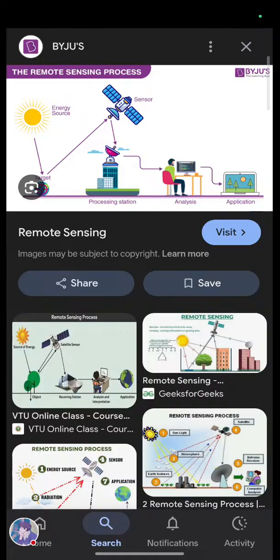These satellites take images and data of large areas like countries, oceans, and the whole Earth.